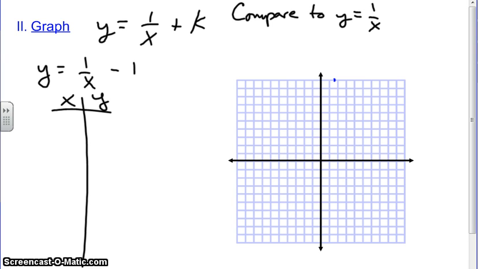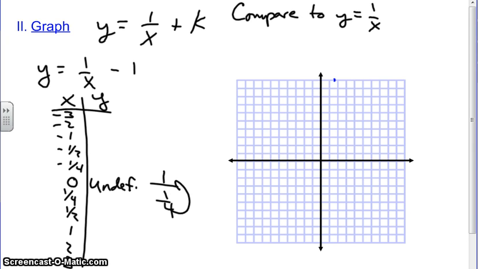Okay, what value may we not input? 0. Okay, we're going to use the same domain. I'm going to pause the video, put your domain, and graph it. And because I want it a little bit more, let's plug in 1/4. 1 over 1/4 gives us 4. 4 minus 1 is 3. Good. How about if we plug in 1/2? 1 over 1/2 gives us 2. And then 2 minus 1 is 1.